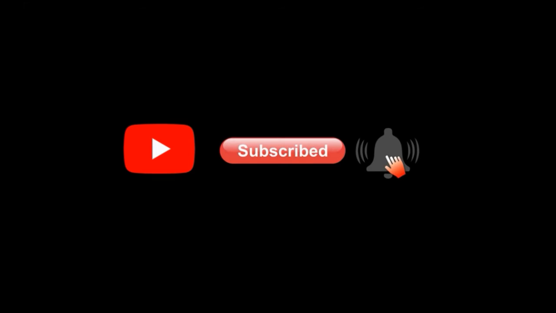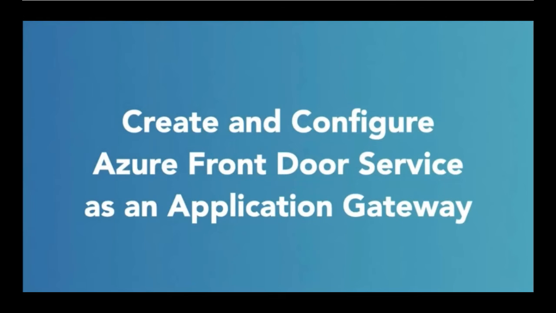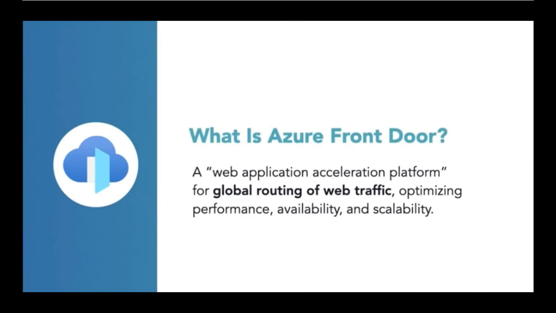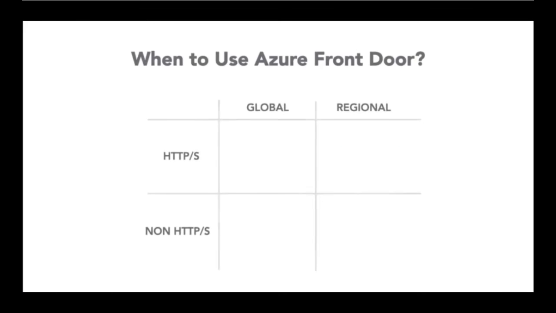Now we're going to talk a bit about creating and configuring the Azure Front Door service. So we should probably begin by answering the question, what is Azure Front Door? Microsoft describes it as a web application acceleration platform for global routing of web traffic, optimizing performance, availability, and scalability. So let's take that a step further and talk about when to use Azure Front Door.